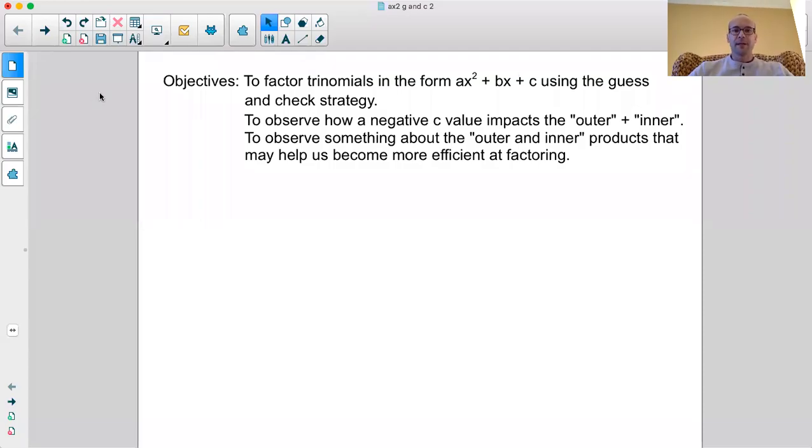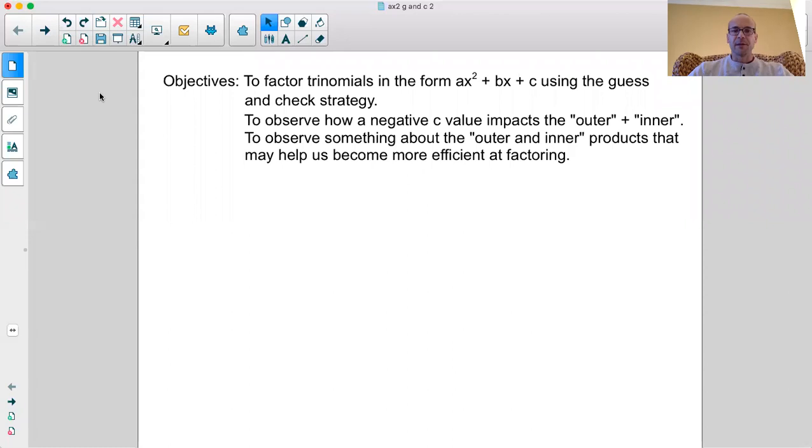This video is the second in a series of videos to help us tackle one of the tougher objectives in Chapter 7, which is to factor trinomials in the form ax squared plus bx plus c. We're going to continue to use the guess and check strategy, and we're going to use this video to point out some other things that you can do to maybe cut down on the number of guesses that you take. We'll remind you of what the strategy is in terms of making these guesses.